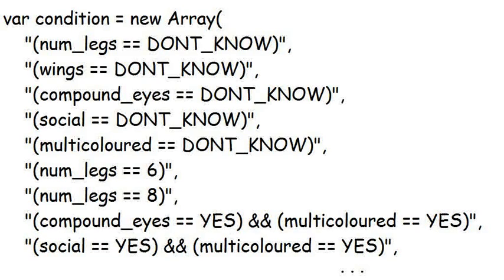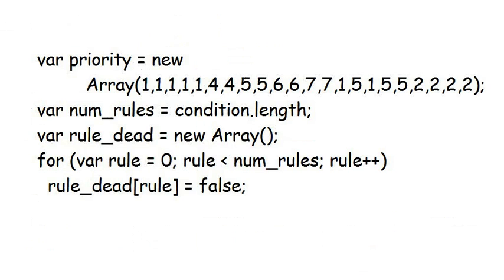There are 22 rules in this expert system, some of which are questions, and there's no way I can show the entire array on one screen, so I've only put up the first part. Rule 0, for example, will only trigger if the value of the variable wings is don't know, i.e. -1. The array priorities contains a priority level for each rule.